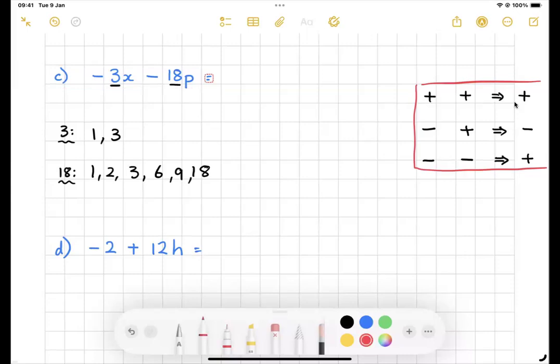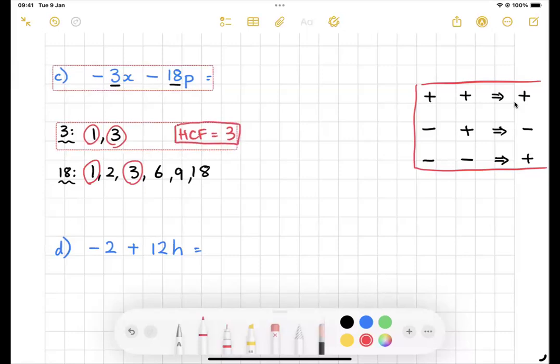Now, I'm going to circle which factors they have in common. I've got the factor number 1 and factor number 3, sorry. Now, my HCF is going to be the highest number that I've circled, which is 3. Now, with my highest common factor, as in question A and B, I put my highest common factor at the front and I put an open bracket.